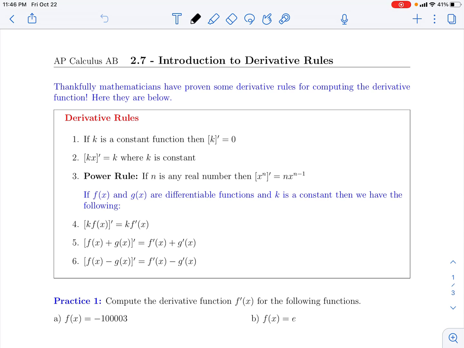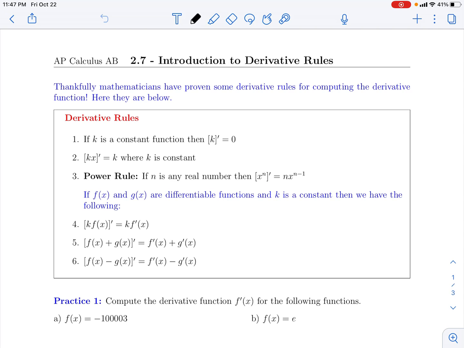This is really great for us, especially with functions that are really disgusting looking. A lot of the times I just had you compute the derivative function for something like f of x equals x squared. But what if I gave you the square root of x plus 1 plus e to the x plus ln of x plus 2 or something? That would be terrible using the limit definition of the derivative.